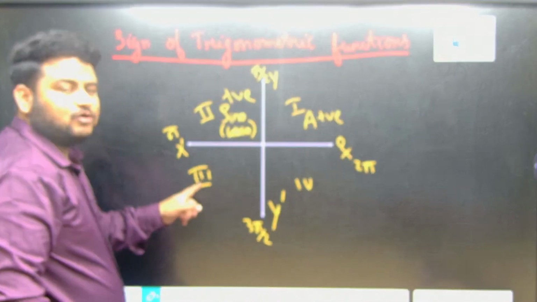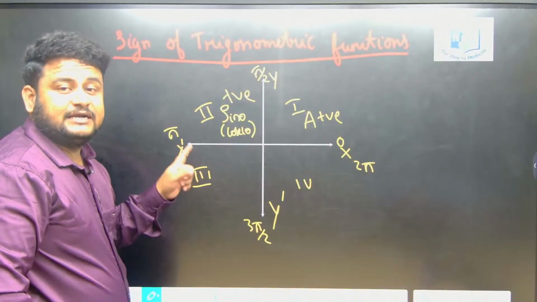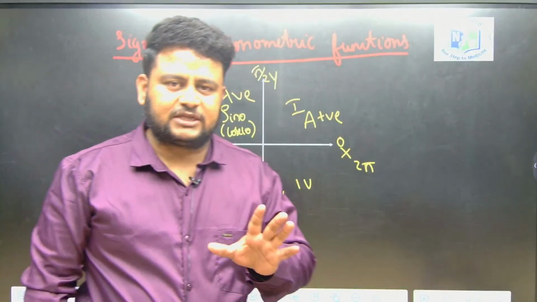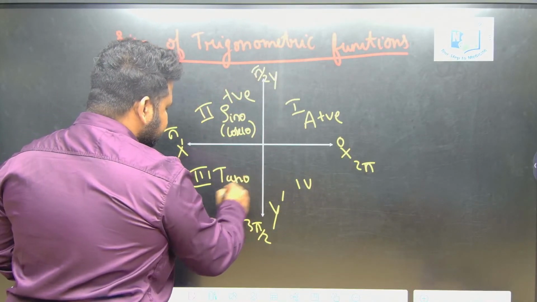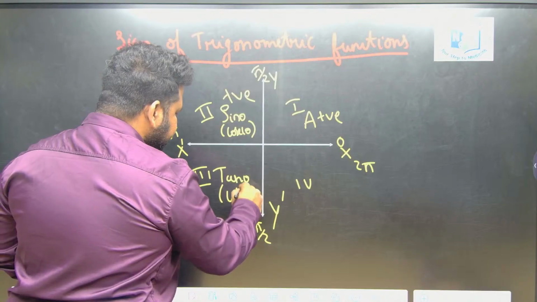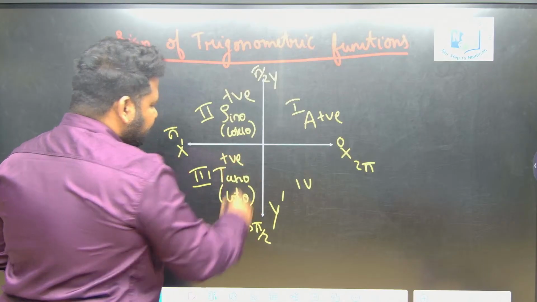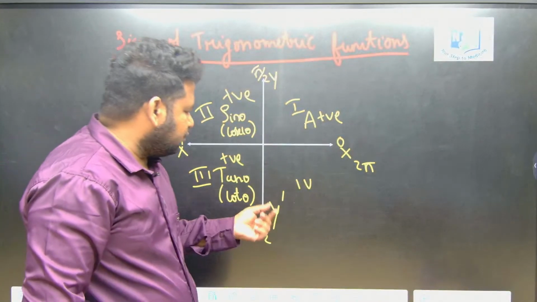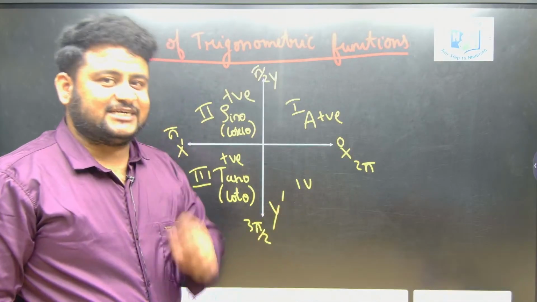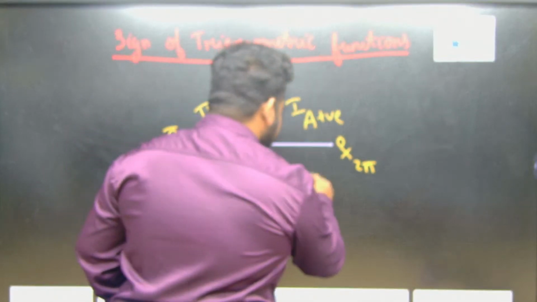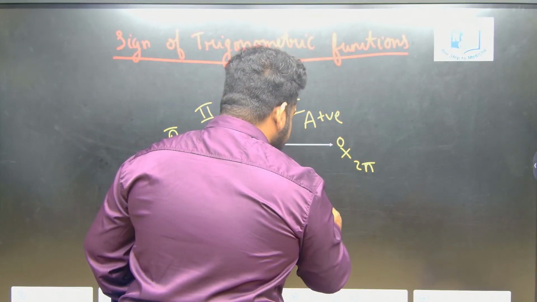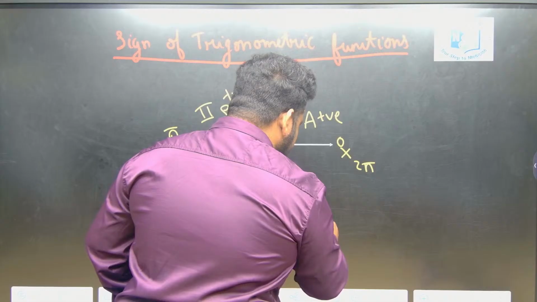When it comes to third quadrant, tan theta and its reciprocal. What is the reciprocal of tan theta? That is cot theta, that is positive. So here tan theta and its reciprocal cot theta are positive. When it comes to fourth quadrant, cos theta and its reciprocal secant theta are positive.